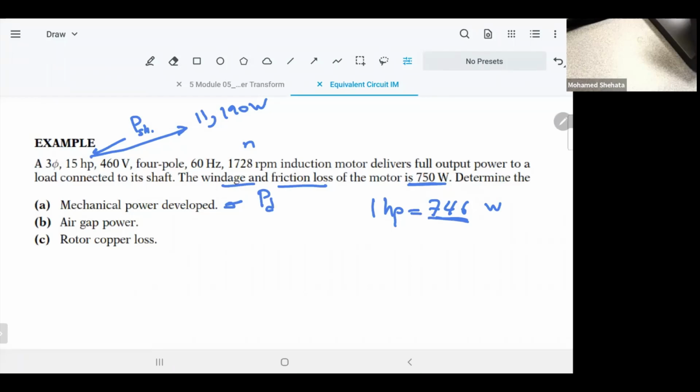Does that windage and friction loss include the air gap? No. That's outside, on the shaft. And the 15 horsepower, that's what we are actually using. And before that, before this mechanical loss, that would be what?